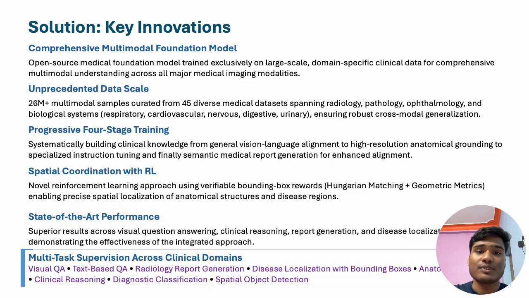It uses four progressive training strategies, moving from general vision-language alignment to high-resolution grounding, instruction tuning, and medical report generation. A major novelty is the use of reinforcement learning with a verifiable bounding box reward, which improves spatial localization of disease and anatomical regions. The model also supports many tasks including visual question answering, report generation, disease localization, anatomical grounding, clinical reasoning, diagnosis classification, and many more.